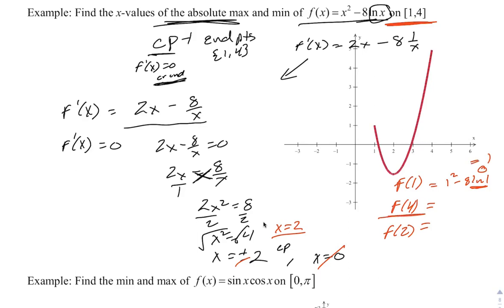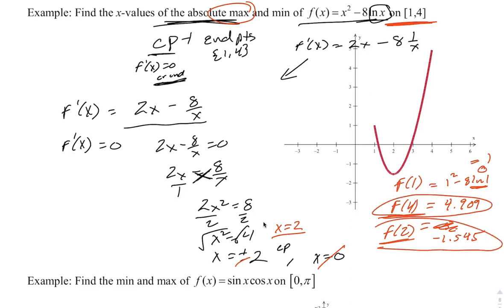f of 4 and f of 2, I actually need a calculator because I do not know what natural log of 4 or 2 is off the top of my head. But put in your calculator, you get this and this. Oops, sorry. Negative 1.545. Question was to find the absolute max and min. So my absolute max is f of 4 at 4.909. My absolute min is this. So absolute max 4.909 and absolute min negative 1.545. And that's the lesson.